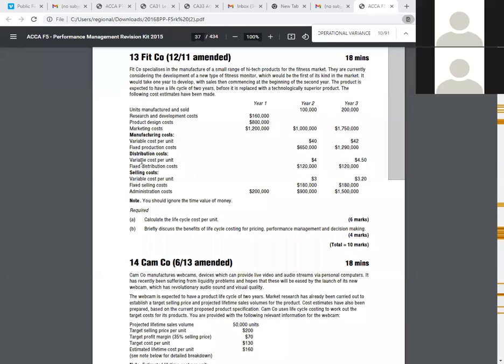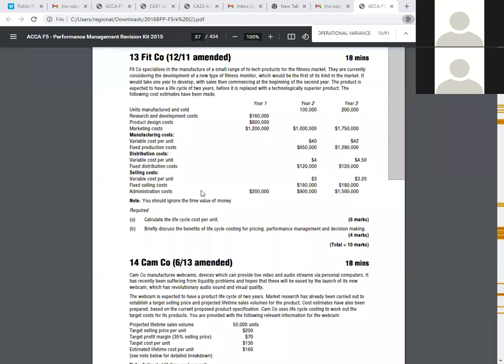The second one is design cost, product design. That is 800, sorry. Research and development is 160, then product design is 800. Thank you very much. Is there any other cost?